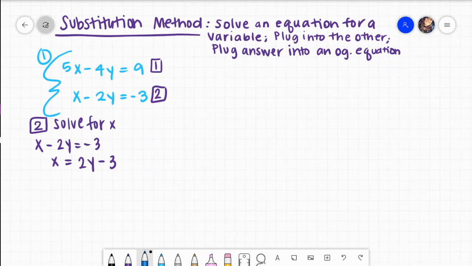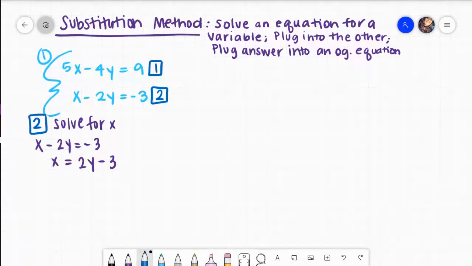Let me do this, y'all, just so maybe the different colors can help a little bit. Let's call this equation 1, this equation 2. We're going to take equation 2 and we're going to solve for x. Okay, I have solved for x. Let's call this equation 3.